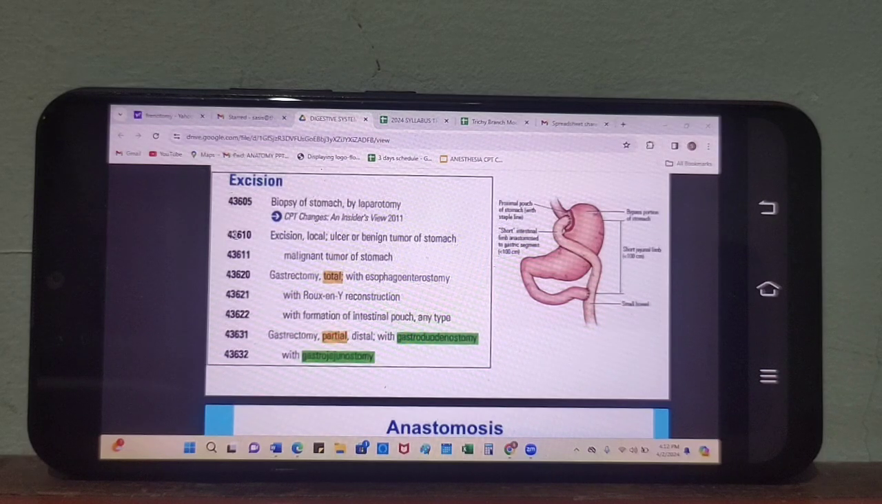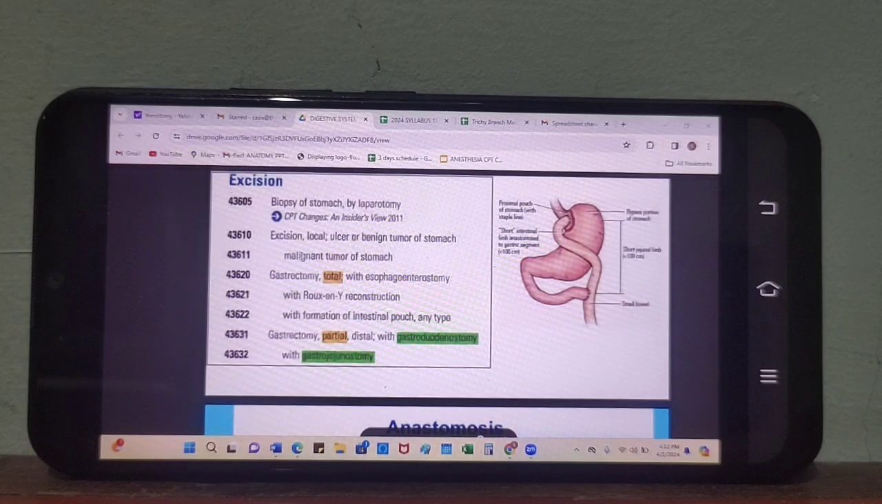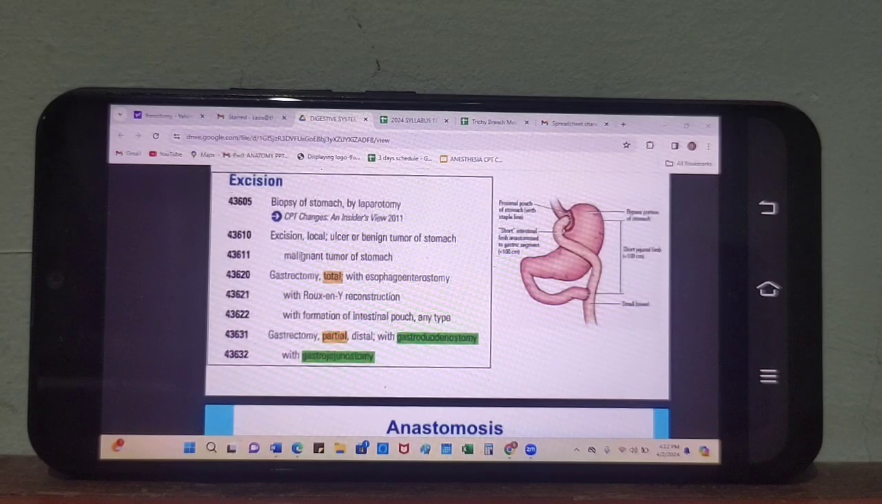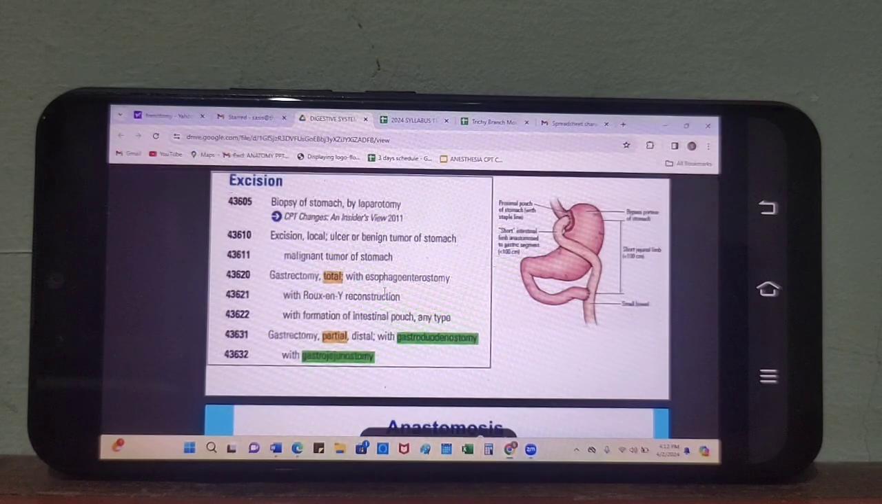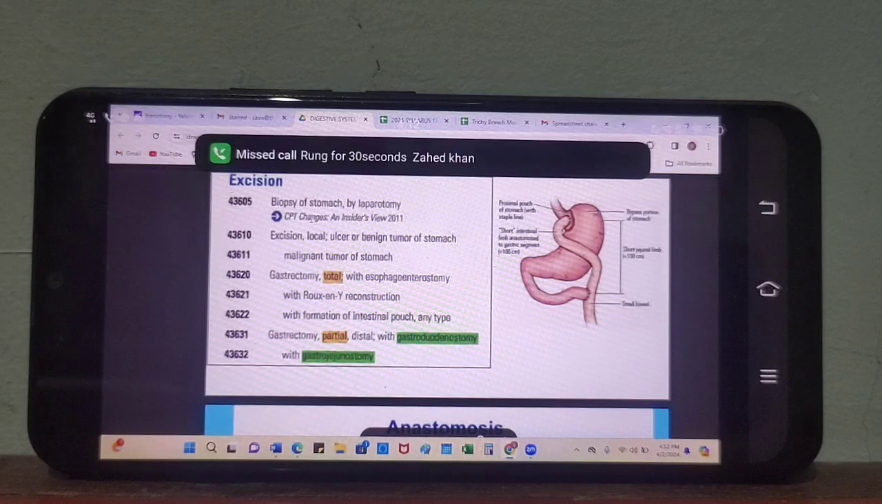43610, excision or removal of benign tumor or ulcer from the stomach. Benign tumor or ulcer means go for 43610. For malignant tumor, go for 43611.